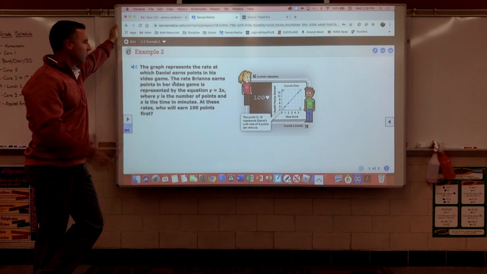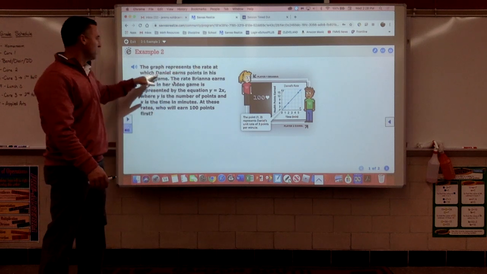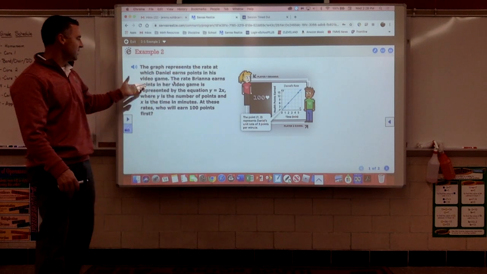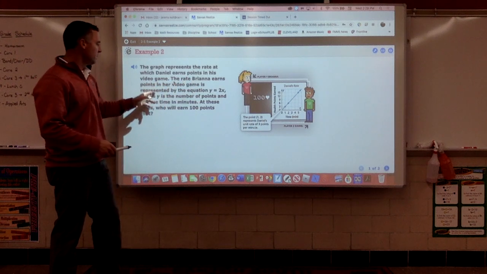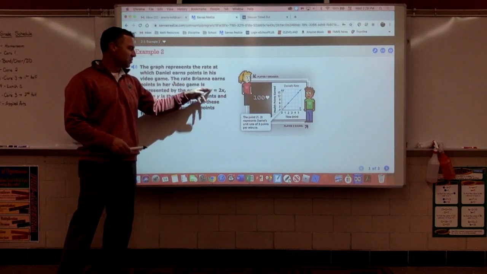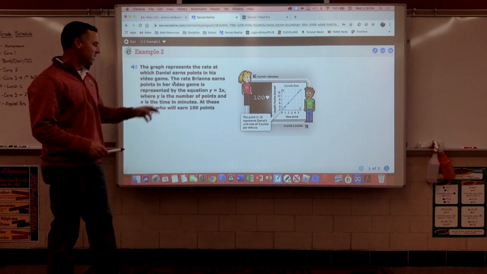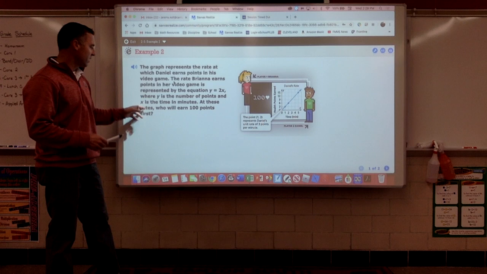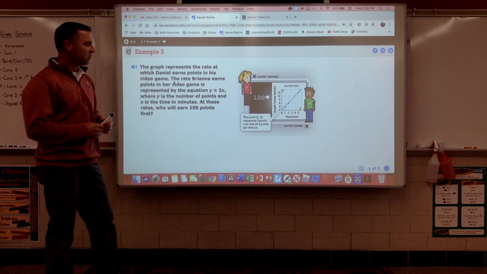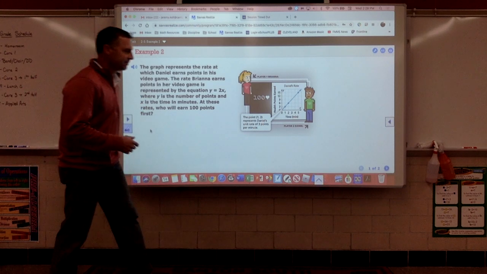Okay, we're looking at graphs. It says the graph represents the rate at which Daniel earns points in his video game. The rate Brianna earns points in her video game is represented by the equation y equals 2x, where y is the number of points and x is the time in minutes. At these rates, who will earn 100 points faster?